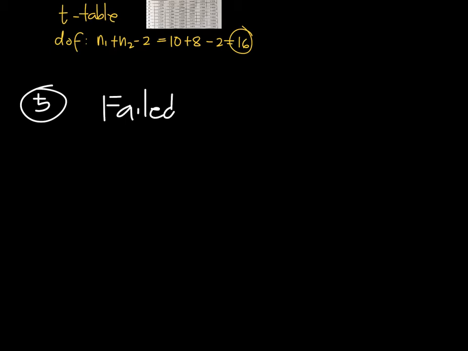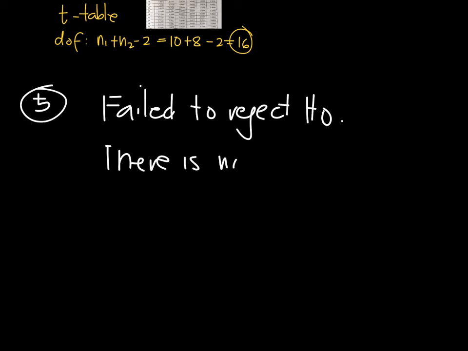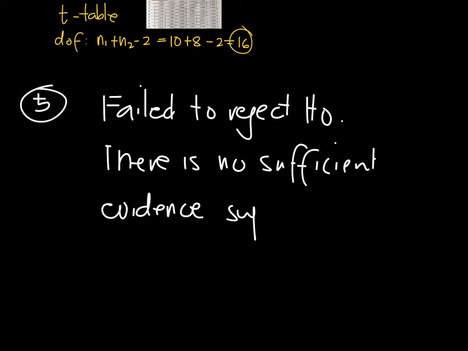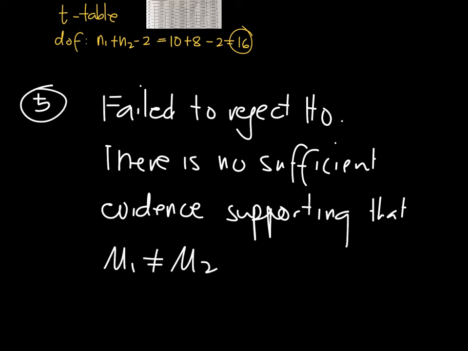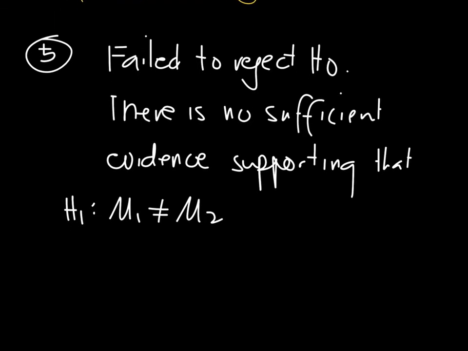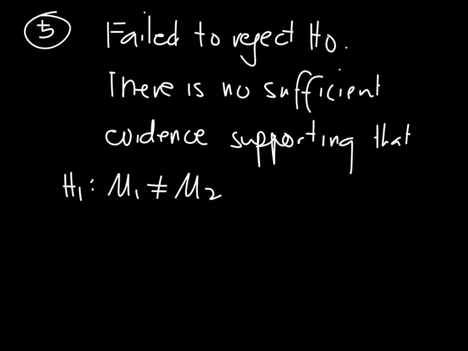failed to reject H0, that is, there is no sufficient evidence supporting that mu1 is not equal to mu2. This is our H1, no evidence supporting H1. So we will stick with, therefore, mu1 is equal to mu2 as set as the null hypothesis.